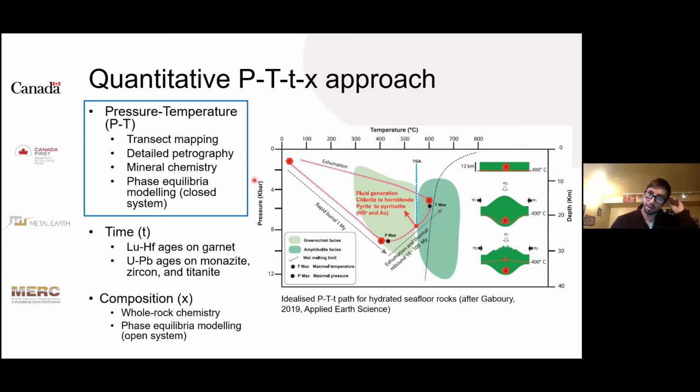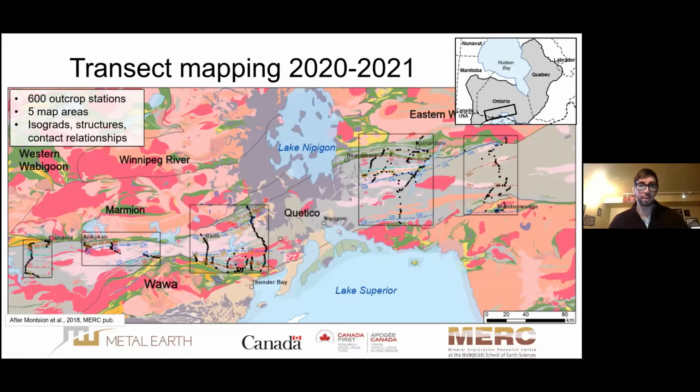So the first part of that is doing the transect mapping. So we spent time over the last 2 summers in the western and central parts of the Quetico subprovince, where we mapped about 600 outcrop stations. And so we have 5 different map areas where we have isograd information, structural relationships, contact relationships, and some idea of the stratigraphy of the basin.